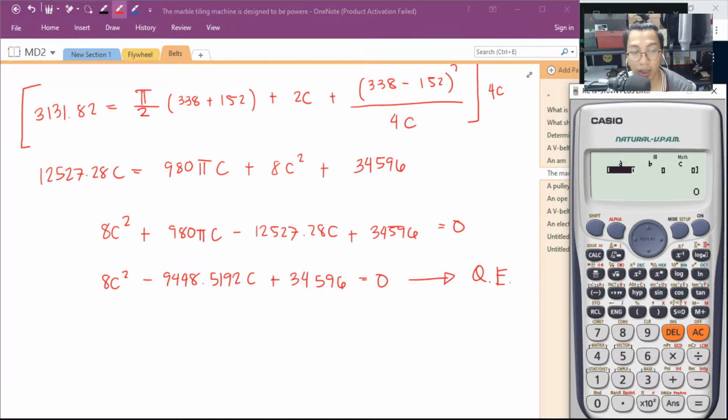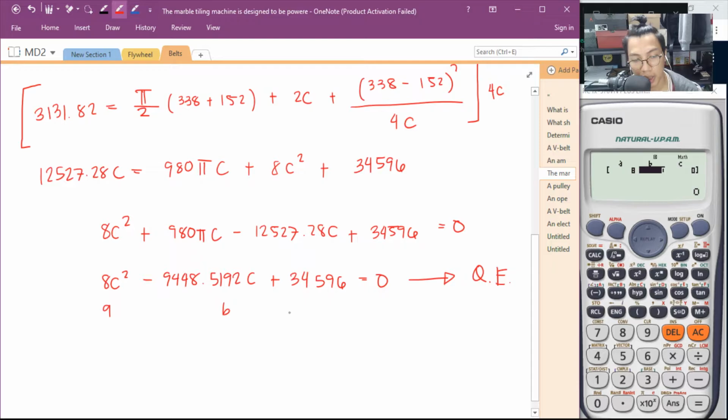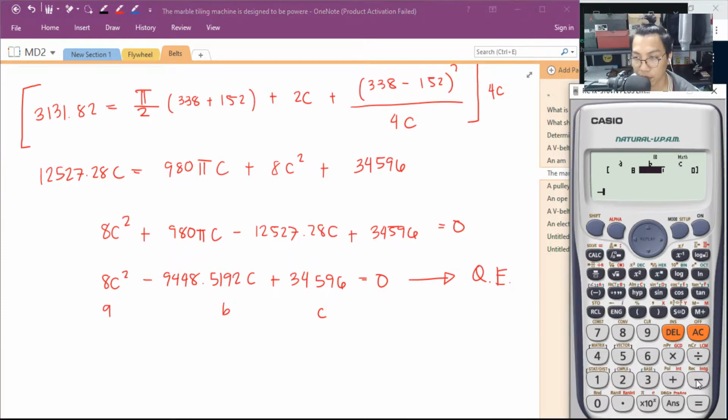That is 3. Input the numerical value, coefficient. That is 8. Next, yung B mo dito. This is A, B, and C. Okay. So, negative 9448.5192 and 34,596 yung dulo. Tingnan nga natin kung nakuha yung value. Okay. So, that is equal mo na lang.